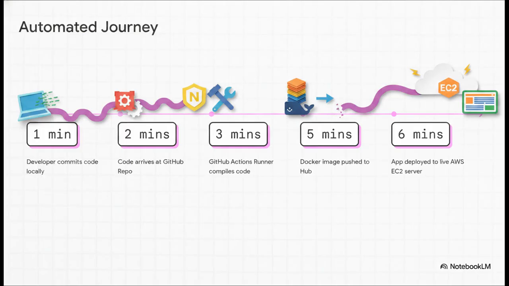Let's map out this entire automated journey because the timeline is awesome. Minute 1, the developer commits code on their local machine. Minute 2, the code hits the GitHub repository. Minute 3, the GitHub Actions runner automatically spins up, compiling the Java code and building that Docker image. By minute 5, that fresh image is successfully pushed and safely stored in Docker Hub. And by minute 6, the workflow uses SSH to connect to the AWS EC2 instance, pulls the image, and your live application is updated. From a local laptop to a live cloud server in just minutes, with absolutely zero manual intervention.